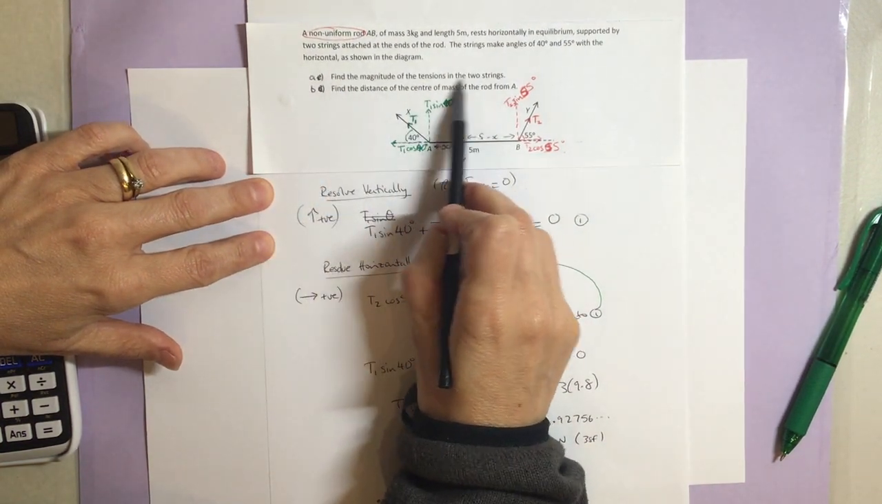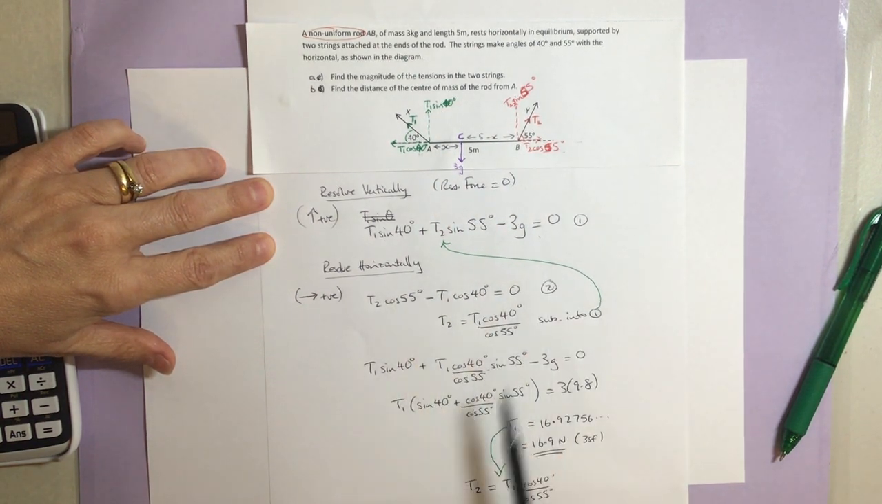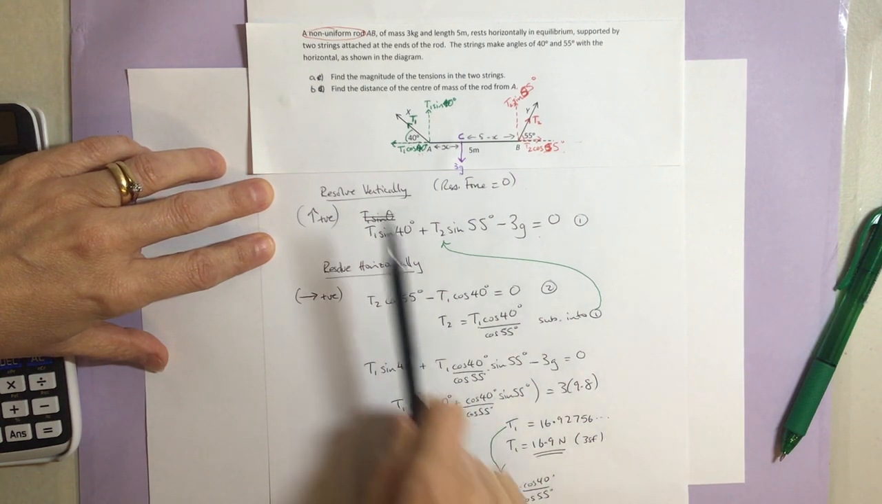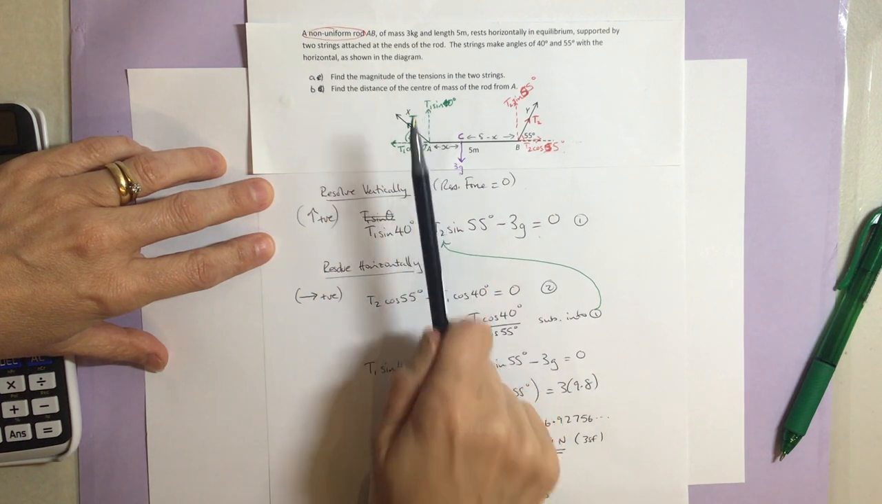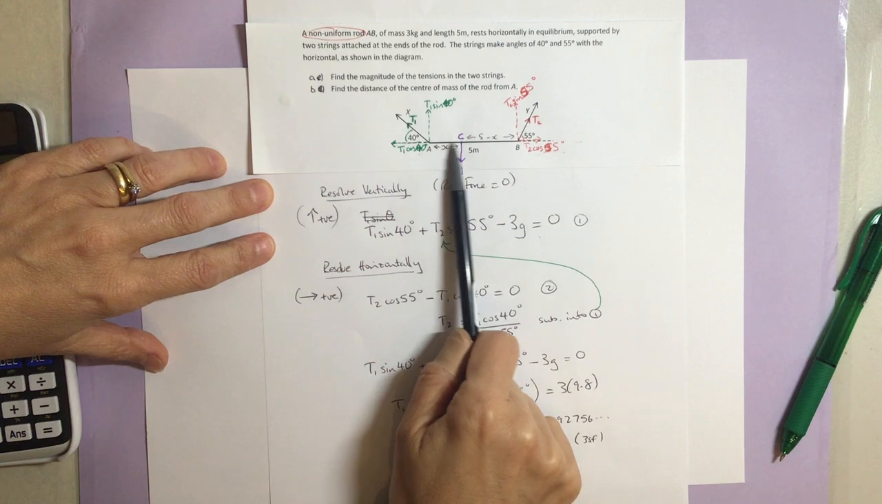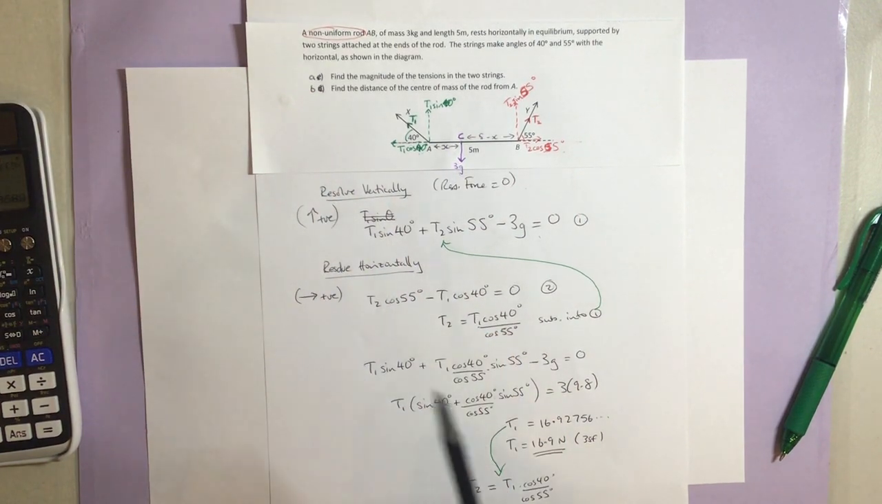Find the magnitudes of the two tensions. Quite a lot of work in that, so probably worth quite a few marks, maybe 5 marks or something like that in the new exam. So we've got our T1 and our T2, and now part B is asking us to find the distance of the centre of the mass from A. So I'm going to have to use moments here to get this distance involved. So let's have a look at doing that. Let me get another piece of paper.